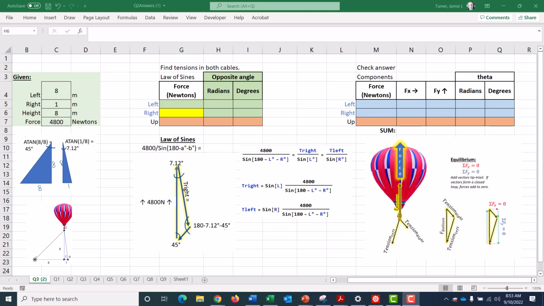Okay, there's just a few people still getting used to this stuff in Excel, and that WebEx didn't record very well. So let me go through an example of this balloon problem.